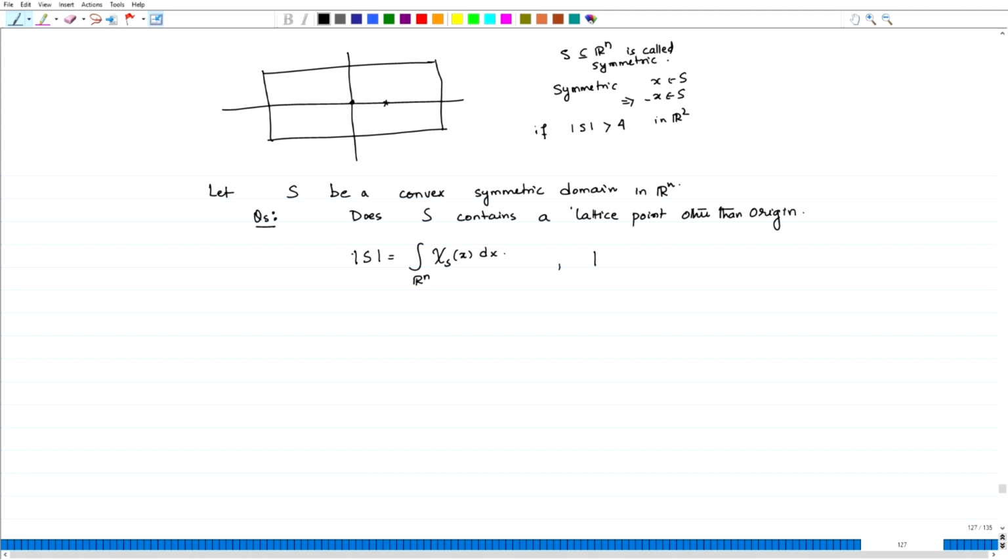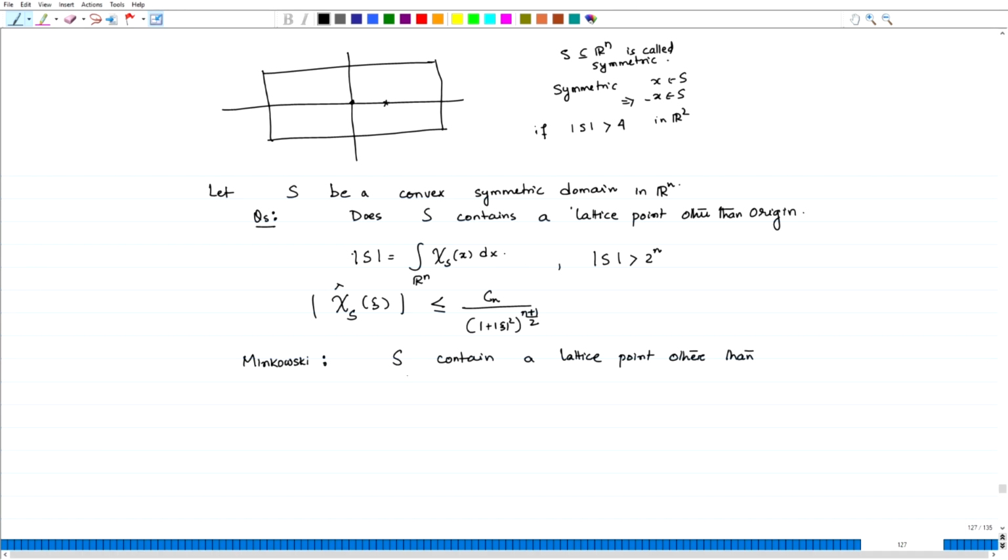Now, if the volume of S is greater than 2 to the power n, and the Fourier transform of the indicator function has this decay, then Minkowski showed that S contains a lattice point other than the origin.